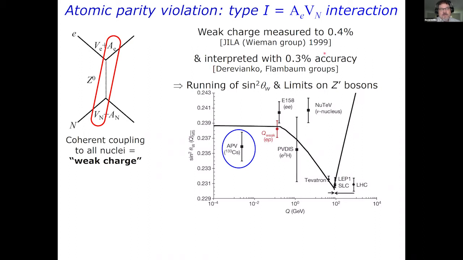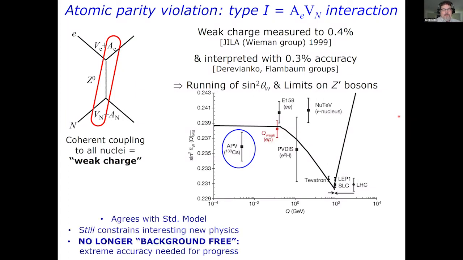And this was really competitive with things that came before from particle colliders in terms of what limits it could place on the existence of new Z prime bosons, and also on how a parameter of the electroweak theory, the weak mixing angle, changes as a function of energy. And this is the plot of the running of the sine squared of the weak mixing angle versus momentum transfer.